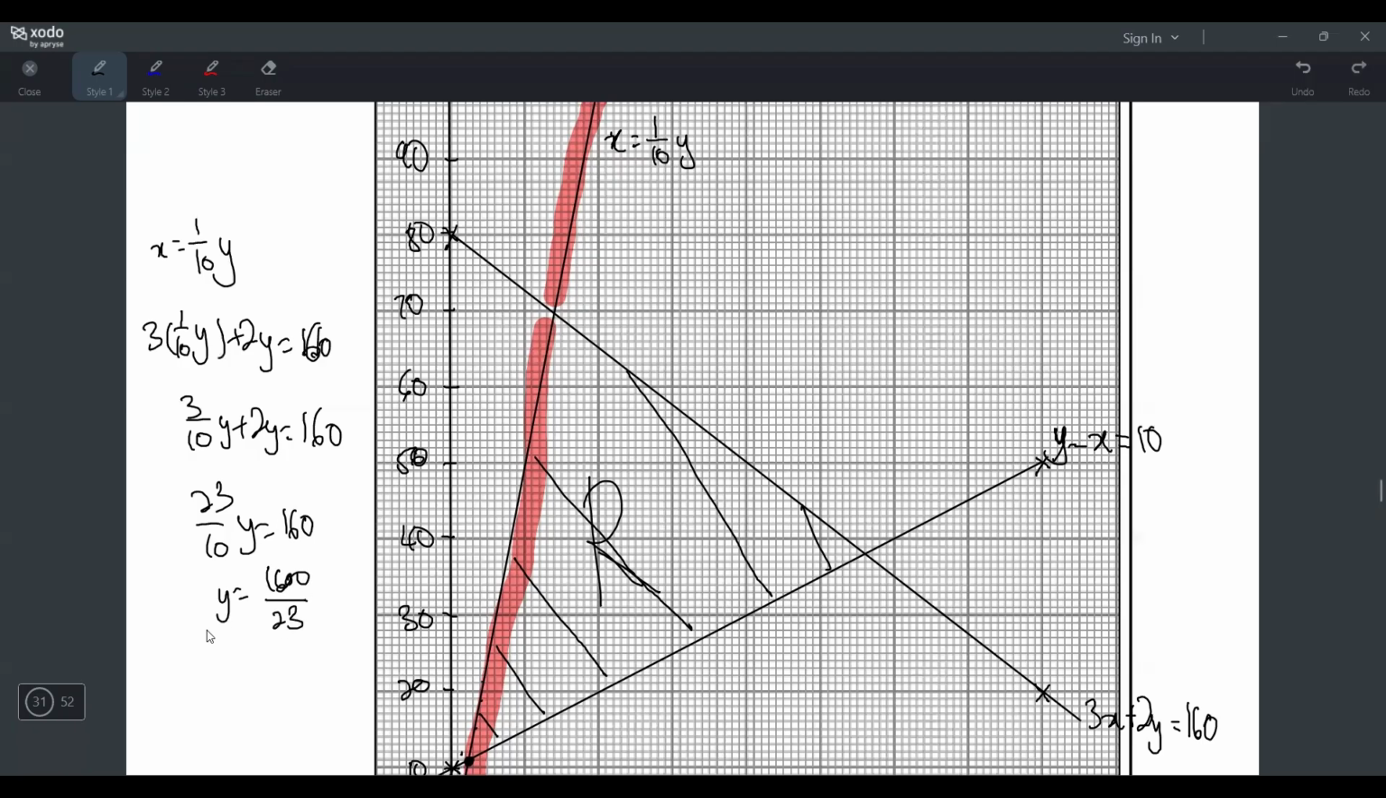Because when you times 10, so let's press calculator. 1600 divide 23. Okay, my calculator gives me 69.57. That's the y coordinate. And then the x coordinate is just y divide 10, which is 6.957. So your intersection point is 6.957, 69.57, right?